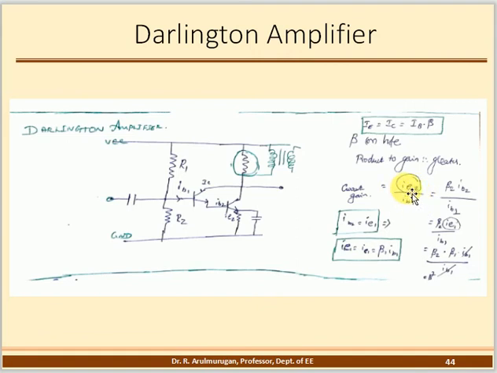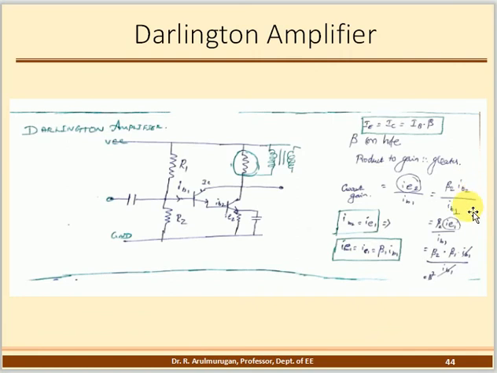So what is IE2, the output current? The output current is nothing but beta2 into IB2. Here the output current IE2 is coming from that, and the input current is IB2 into beta2. See the formula: IE1 is equal to beta1 into IB1. So IE2 is equal to beta2 into IB2, divided by the same IB1. Then we substitute.